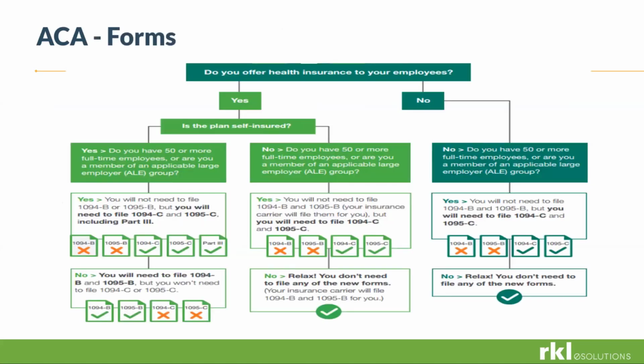So there's a little flow chart. Do you offer health insurance to your employees? If you do, then if the plan is self-insured, then if you have 50 or more full-time employees, you don't need to file 1094B or 1095B, but you will need to file 1094C and 1095C. If not, then there are some other answers.